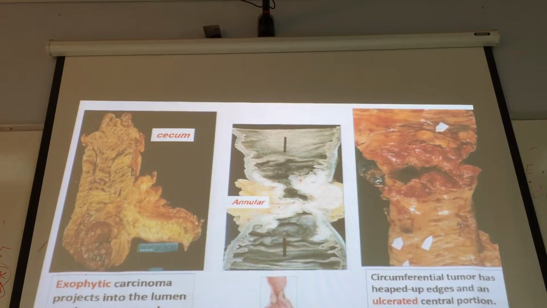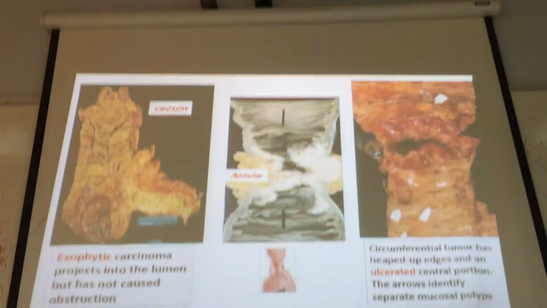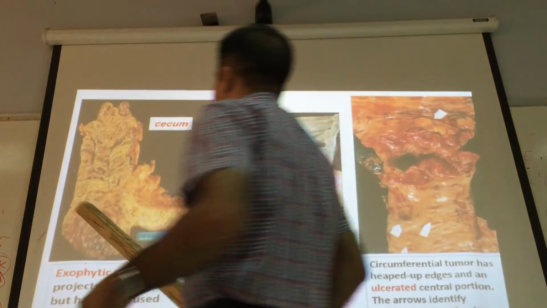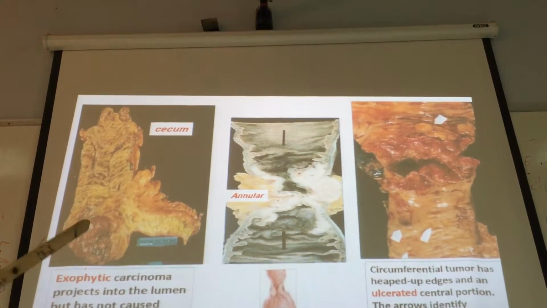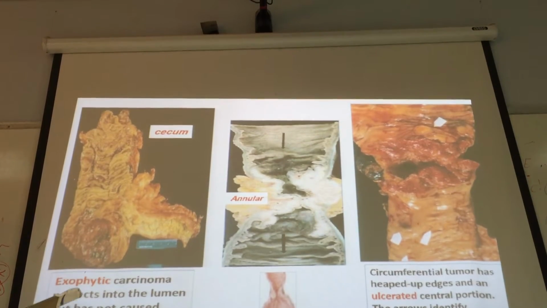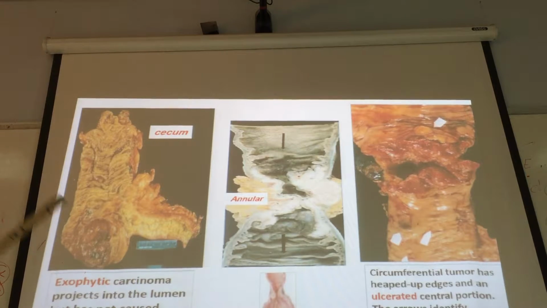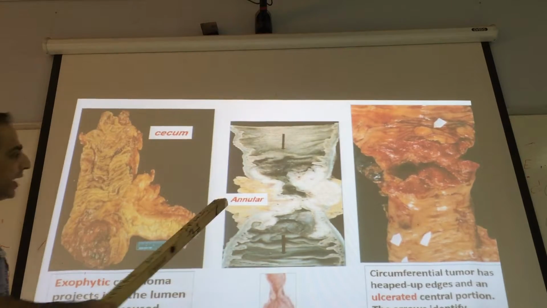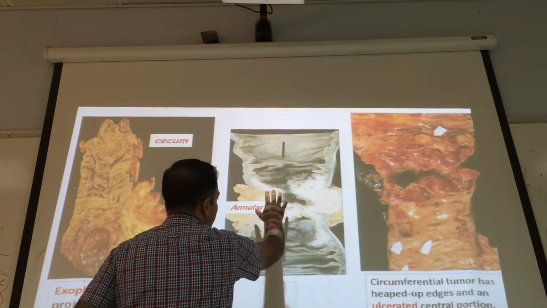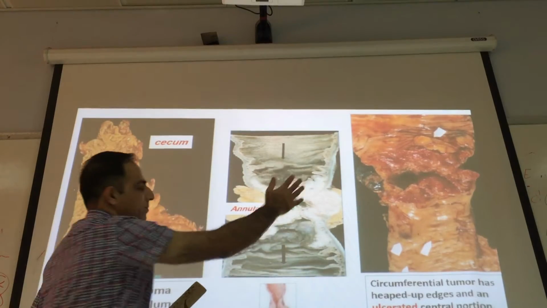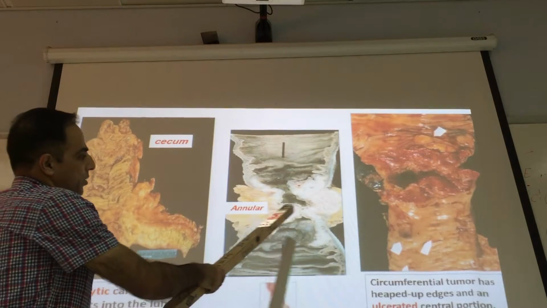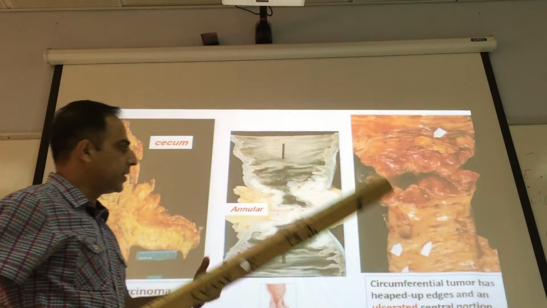So this is another carcinoma. You can have carcinomas in the anal, this colon area, which are of many types. Like in the cecum, the previous picture you have the exophytic type growing into the lumen. So exophytic carcinoma projects into the lumen but has not caused obstruction. This is one type. Then we have the annular type which encircles the whole of the intestine. You see, this has been cut open. So it can cause obstruction also by the colon.